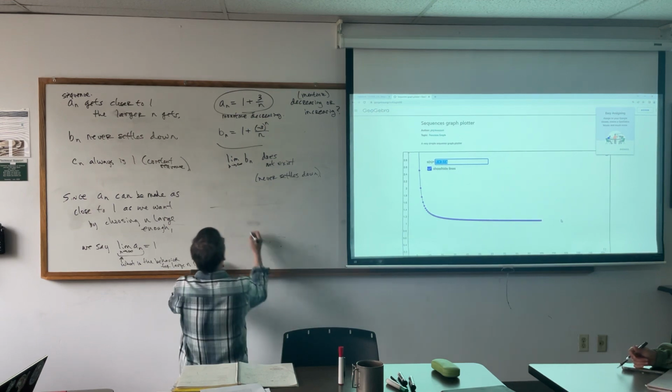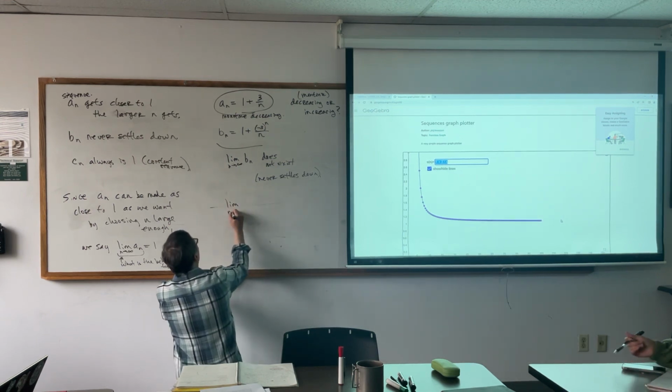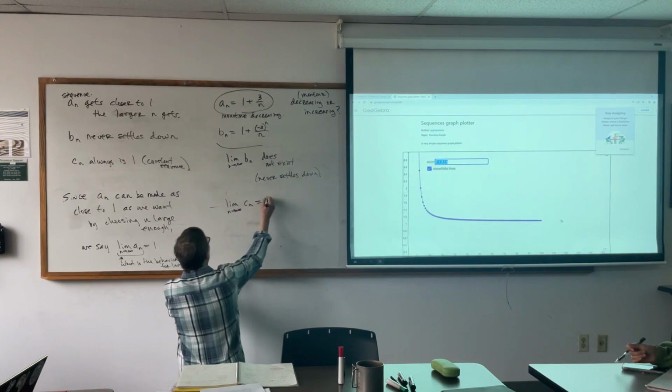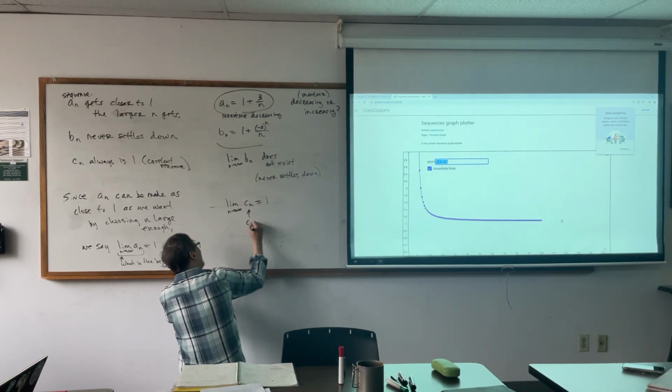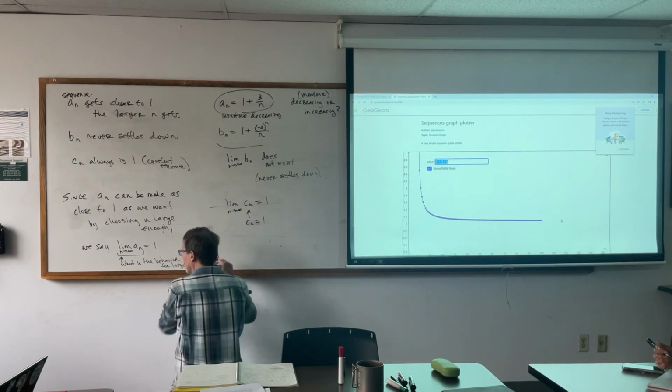And then the c sub n that I had up there, the limit as n went to infinity of c sub n, that was just 1. Because it always was 1. c sub n equals 1. So that never changes.